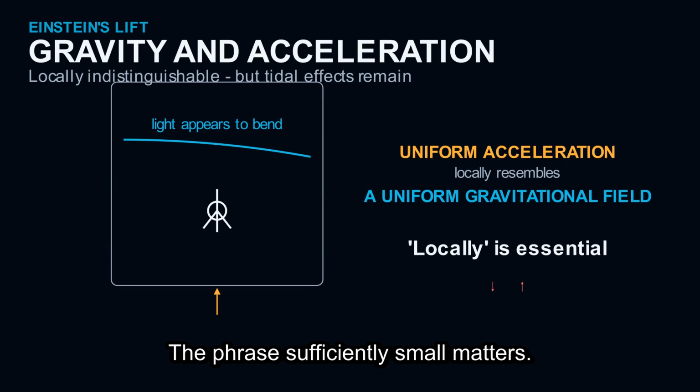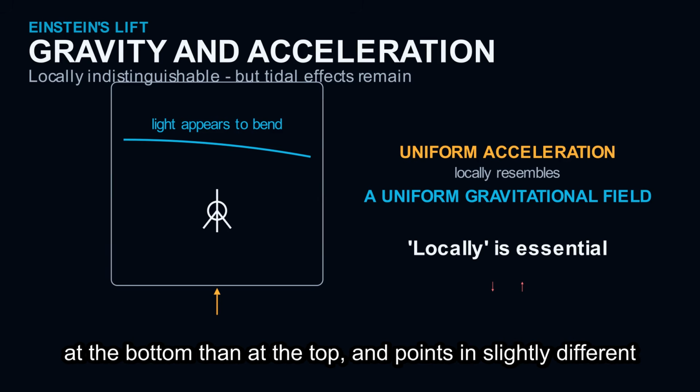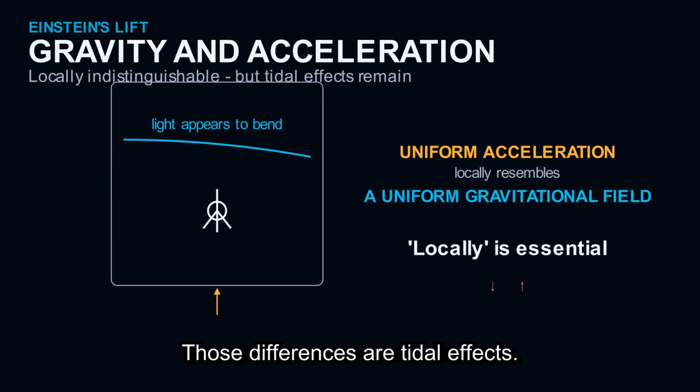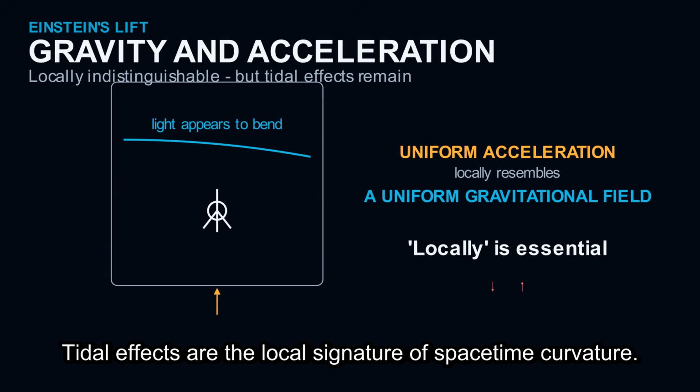The phrase "sufficiently small" matters. Across a large falling lift, Earth's pull is slightly stronger at the bottom than at the top, and points in slightly different directions from side to side. Those differences are tidal effects. They cannot be removed everywhere by choosing one freely falling frame. Tidal effects are the local signature of spacetime curvature.